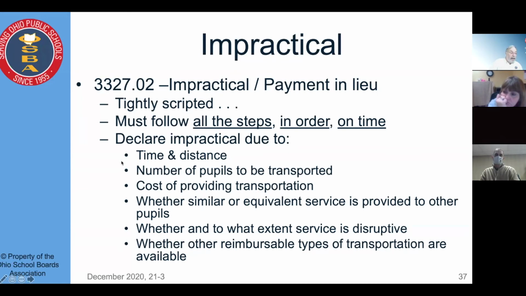And so if we were to work with you to help you sort one of these out, what we're going to do is we're going to figure out, okay, what's the average cost of transporting a normal student going to a traditional public school? And then what's the cost of providing transportation for these students going to a non-public school?